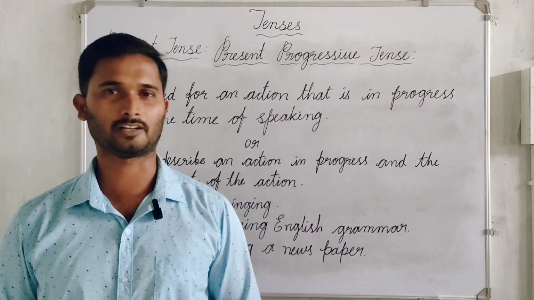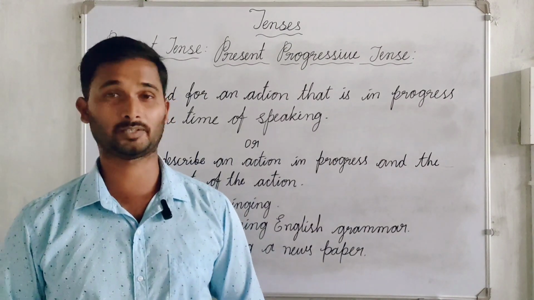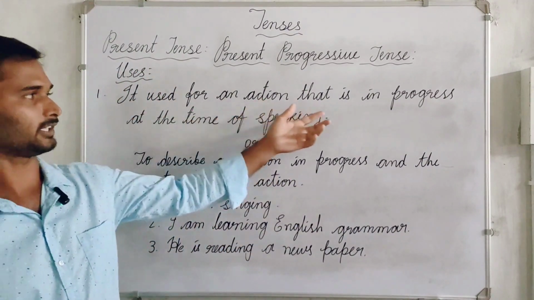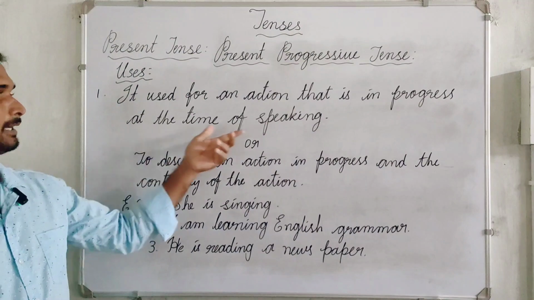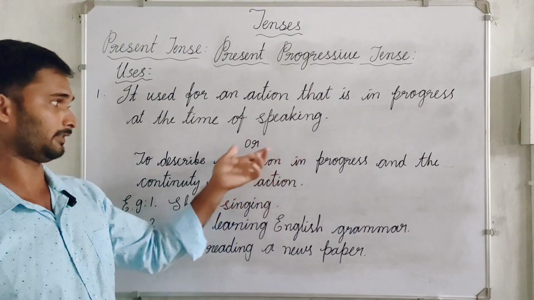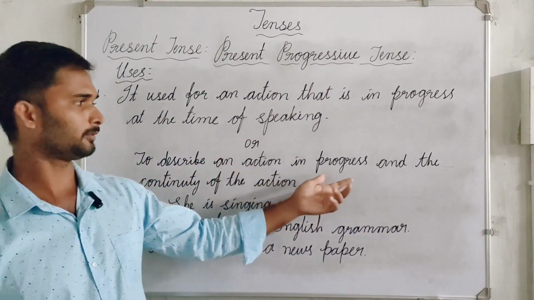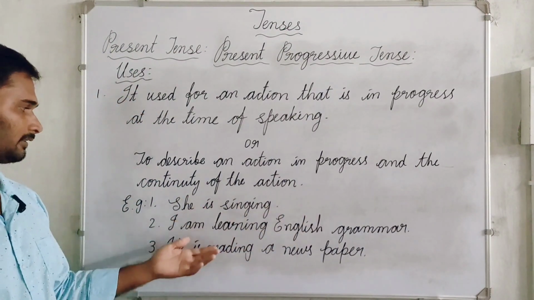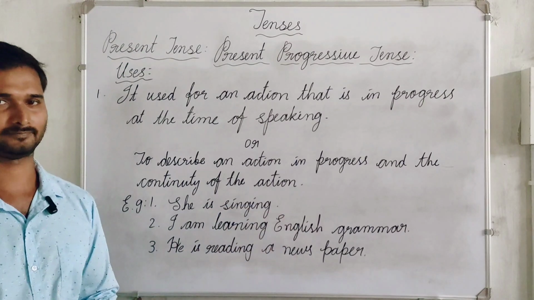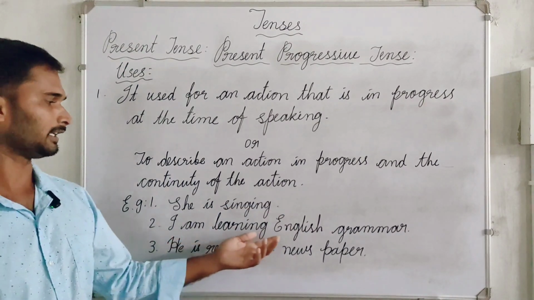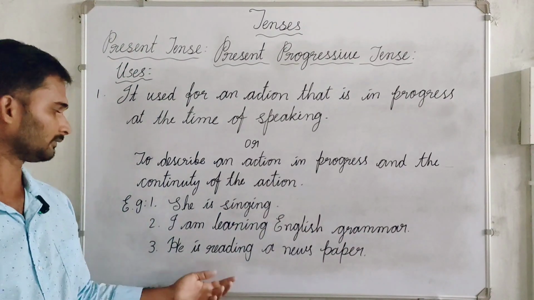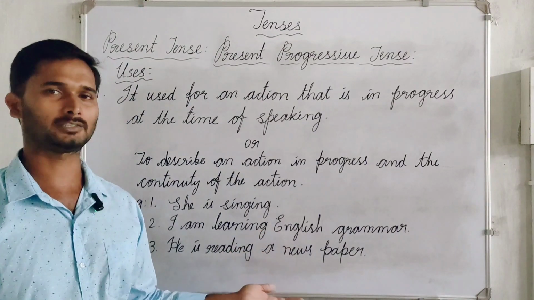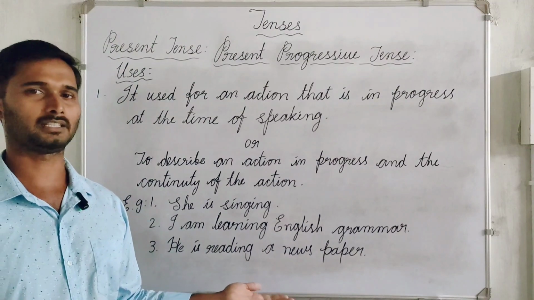Let's learn the uses of the present progressive, or we also call it present continuous tense. Here is the first use. It is used for an action that is in progress at the time of speaking. We also have one more definition for it: to describe an action in process and the continuity of the action. Here are some examples. She is singing. I am learning English grammar. He is reading a newspaper. These three examples explain the continuity of an action at the time of speaking.